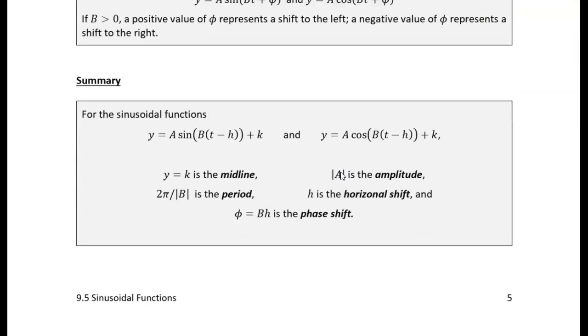And then I have this little box summarizing everything you need to know. It's all put together in one. If you're going to put one thing on your reference sheet for 9.4 and 9.5, it would be this. You have the general form of a sine or a cosine function with a, b, h, and k, and how all of those affect the vertical and horizontal translations of the basic sine and cosine function. It's all summarized right here.